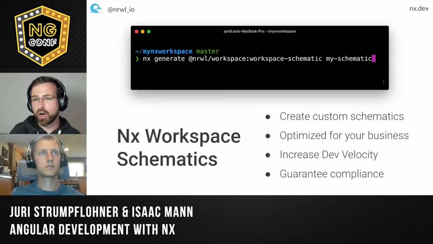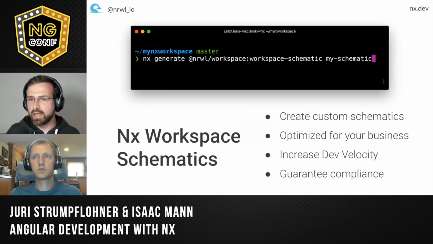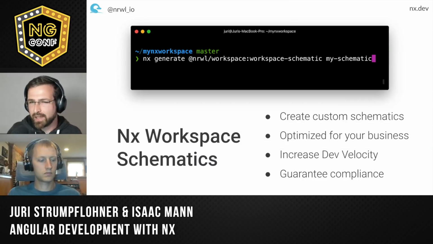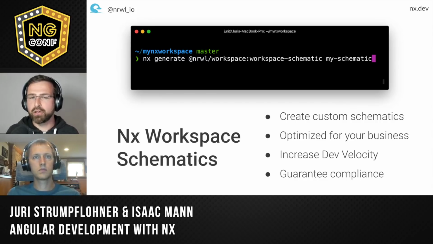Workspace schematics are something where you can level up that game a level further, because you can generate a workspace schematic which just lives within your NX workspace. The main use case for that is, for instance, if you generate a plain normal Angular library, but within your organization you want to have the README customized or decide how you are actually going to tag that library.